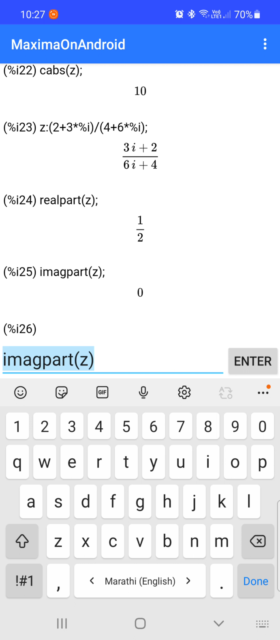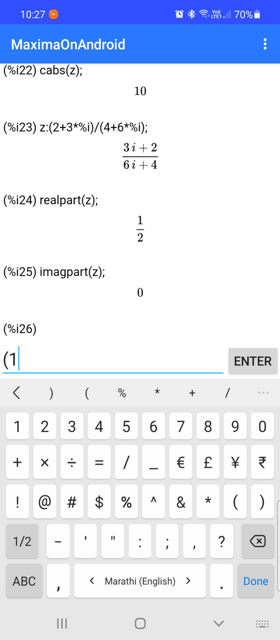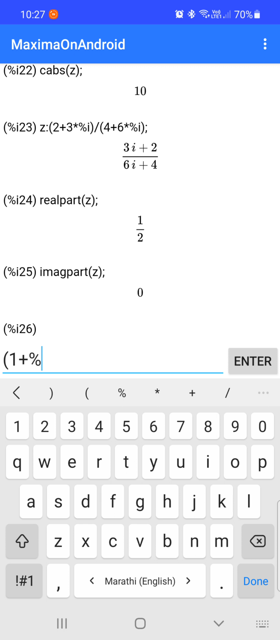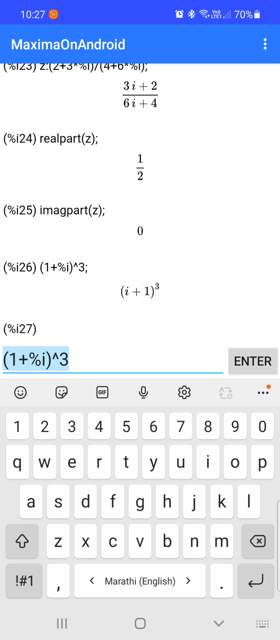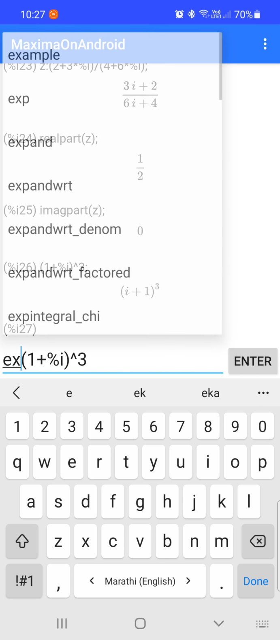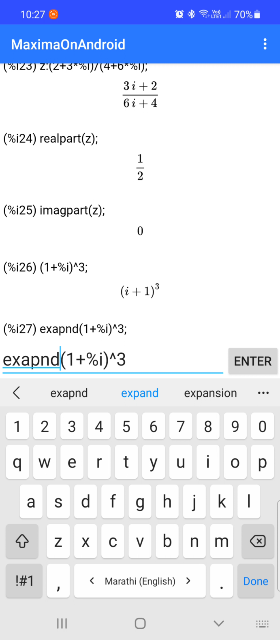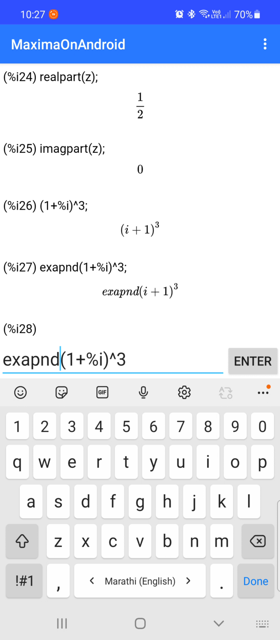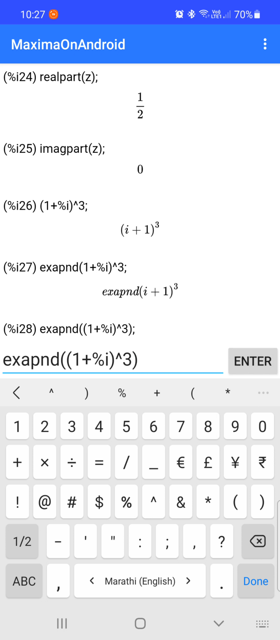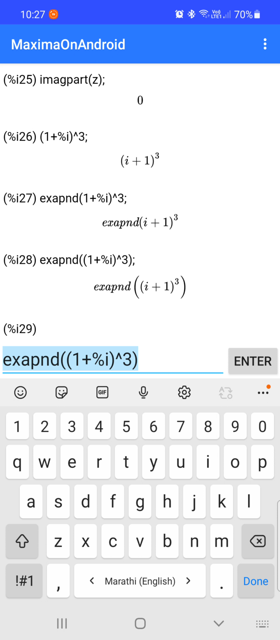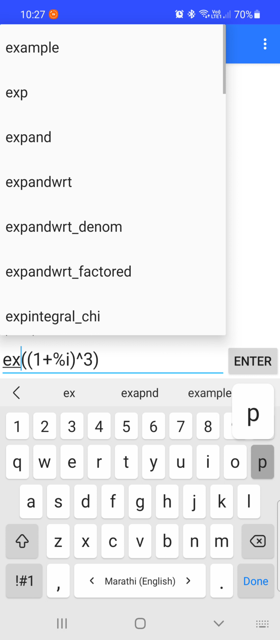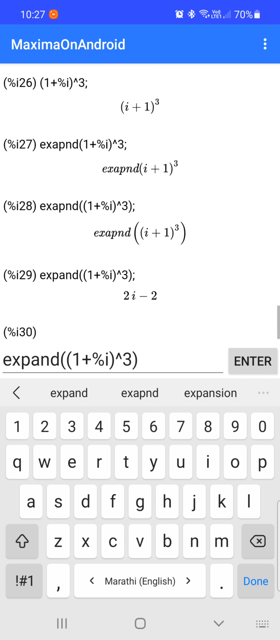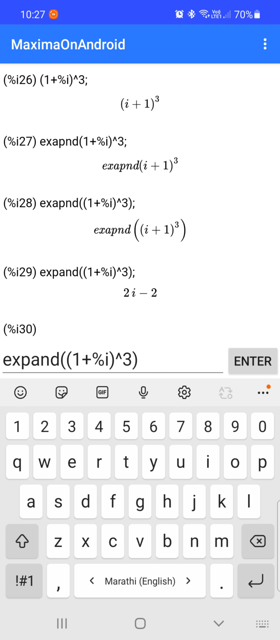Also suppose you want to expand the complex number, say 1 plus i raised to 3, then you can just write down the command expand, and then we get the complex number 2i minus 2.